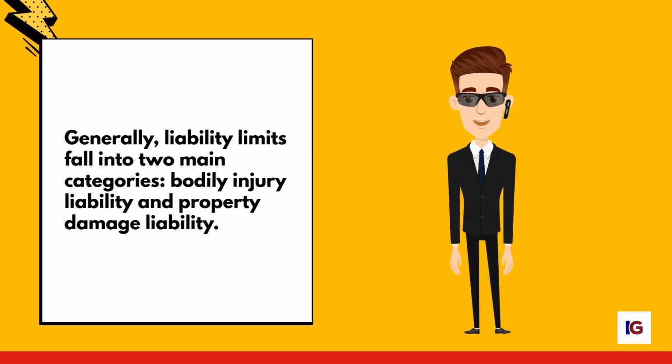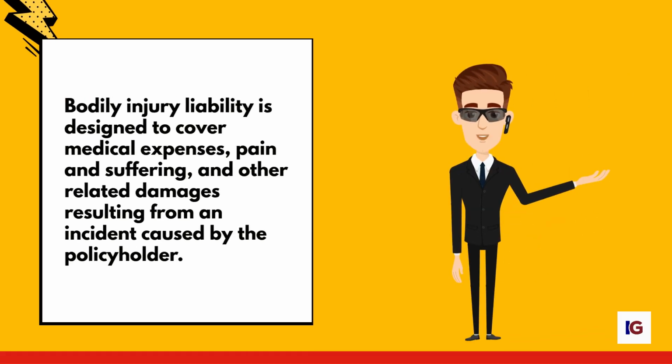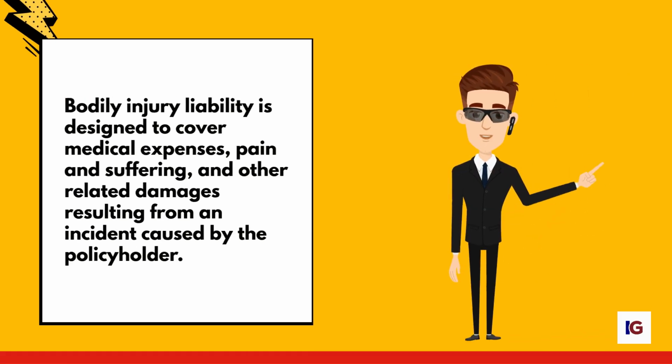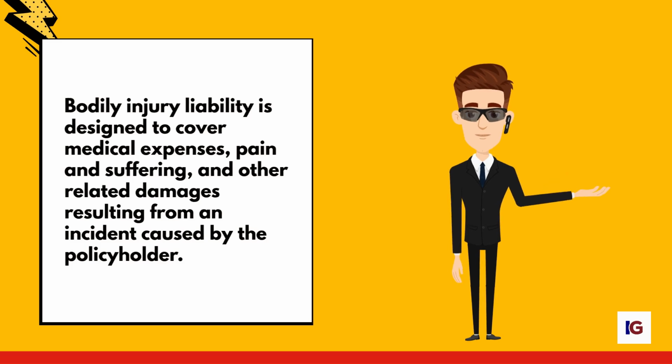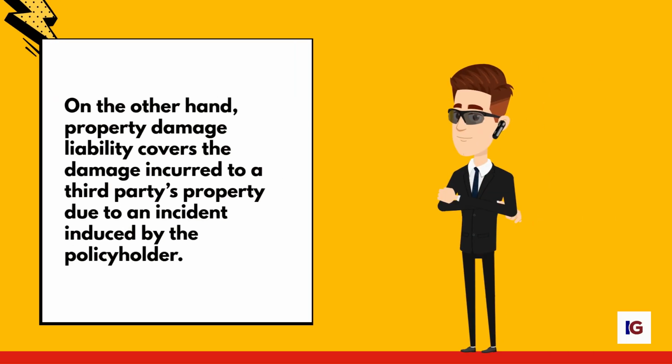Generally, liability limits fall into two main categories: bodily injury liability and property damage liability. Bodily injury liability is designed to cover medical expenses, pain and suffering, and other related damages resulting from an incident caused by the policyholder. On the other hand, property damage liability covers the damage incurred to a third party's property due to an incident induced by the policyholder.